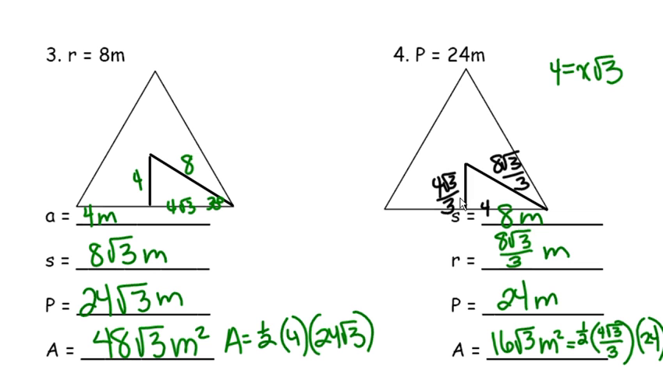When you do that, you get 4 radical 3 over 3, which means your radius is twice that, so it's 8 radical 3 over 3. So your radius is 8 radical 3 over 3. We already knew what the perimeter was. And when you plug the apothem into the formula for area, you wind up with 16 radical 3 meters squared. If you do not understand that, be sure you ask about it in class. Let's move on to our next regular polygon.